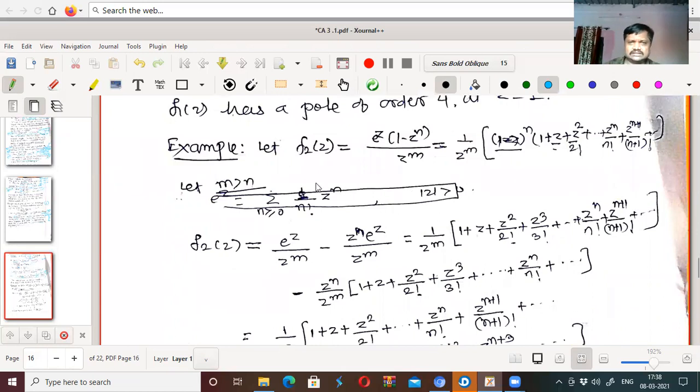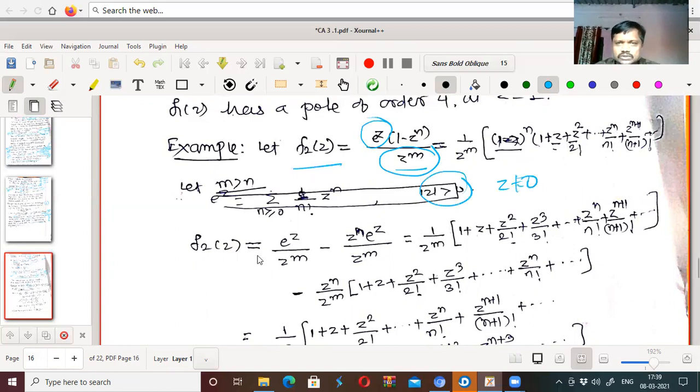Suppose f2(z) is there. The same way we will take f2(z), and the denominator is z raised to m. Therefore, this function has a singularity at z equal to 0. Therefore, we find the type of singularity at z equal to 0. First of all, we will express this function in the Taylor series expansion about z equal to 0. So 1 upon z raised to m into (1 minus z raised to n) into (1 plus z plus z squared by 2 factorial plus up to z raised to n by n factorial, plus z raised to n plus 1 upon n plus 1 factorial, and so on), for mod z strictly greater than 0. So this happens for z not equal to 0.